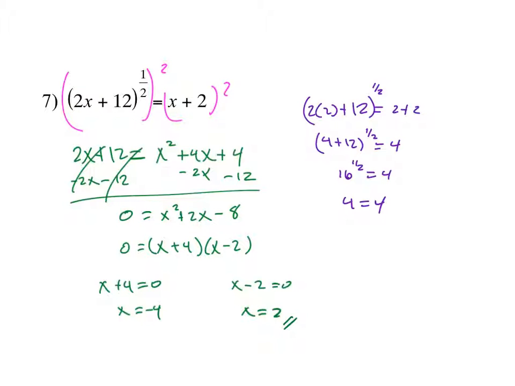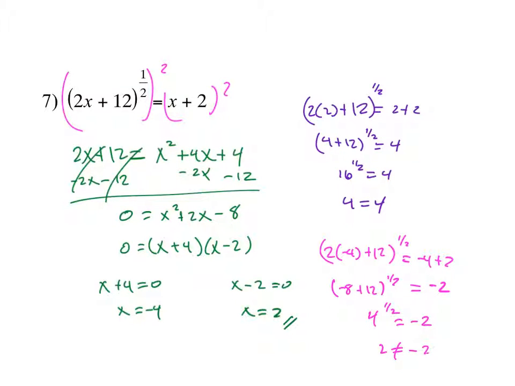Right? Just by looking at the other one, I know that it's not a solution, and I'm going to tell you why. So negative 4 plus 12 to the 1 half equals negative 4 plus 2. This side is going to be negative, right? Because we're not multiplying times any negative outside, I know that this part is going to be always positive. Let's finish it so you can see it. So negative 8 plus 12 to the 1 half. So 4 to the 1 half. And 2 does not equal negative 2, so this is not a solution.